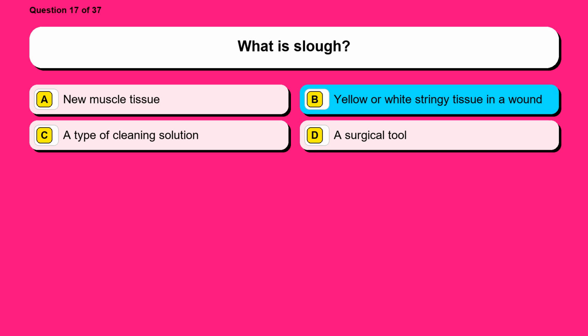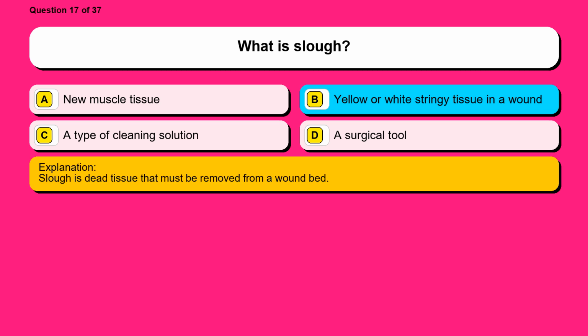The correct answer is option B. Yellow or white stringy tissue in a wound. SLU is dead tissue that must be removed from a wound bed.